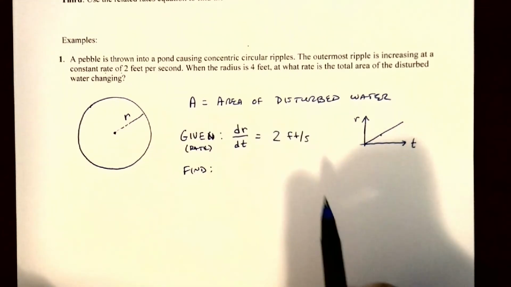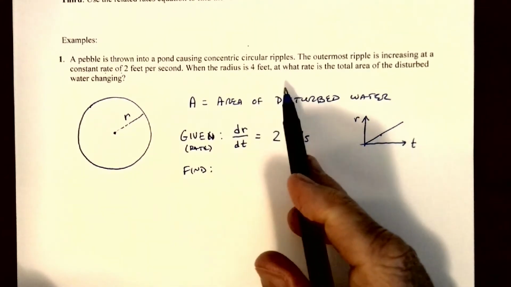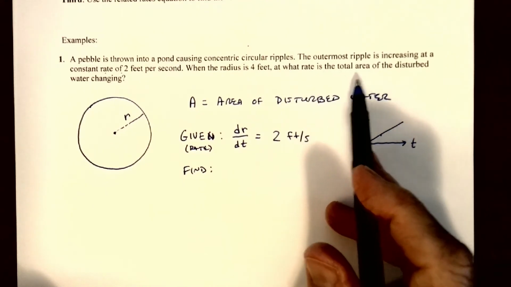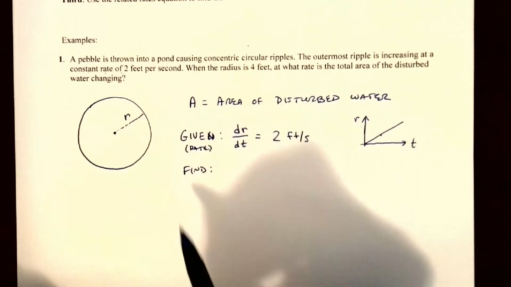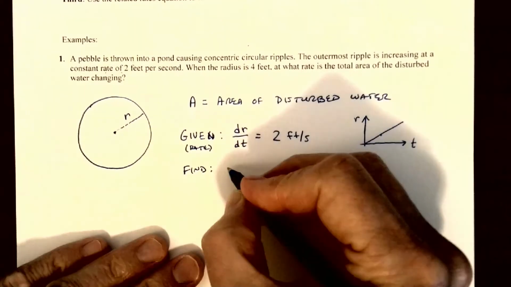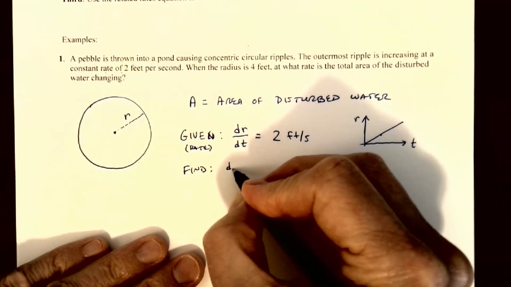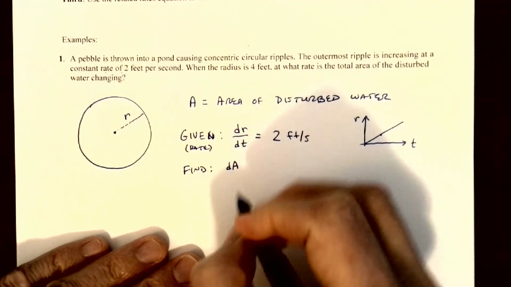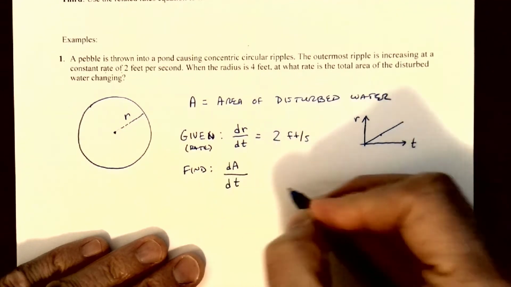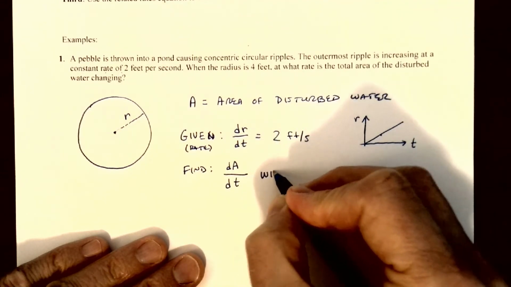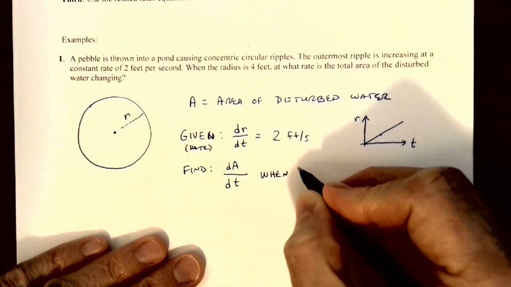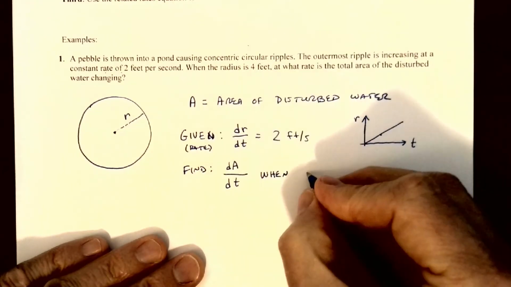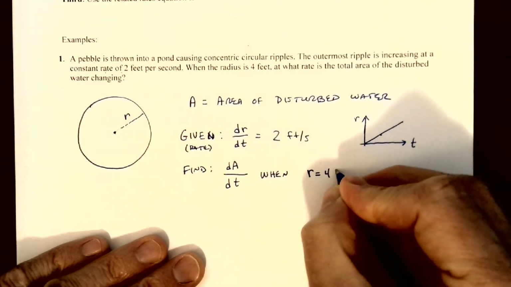What are we asked to find? When the radius is 4 feet, at what rate is the total area of the disturbed water changing? Well, what is that? That's the derivative of what? The area of disturbed water with respect to time. That's what we're supposed to find. And I'll go ahead and write that we're supposed to find it when the radius r is 4 feet.